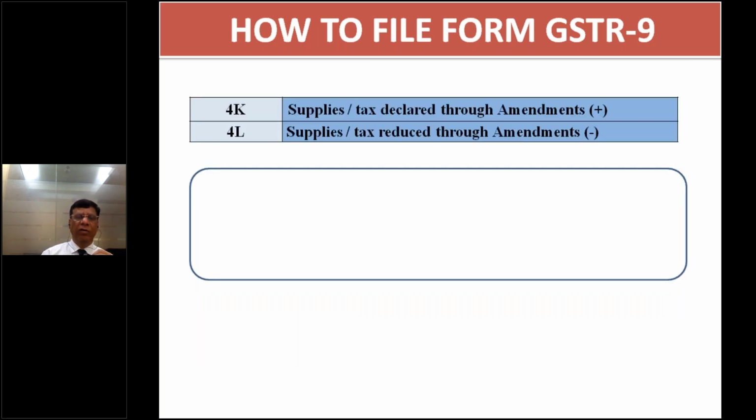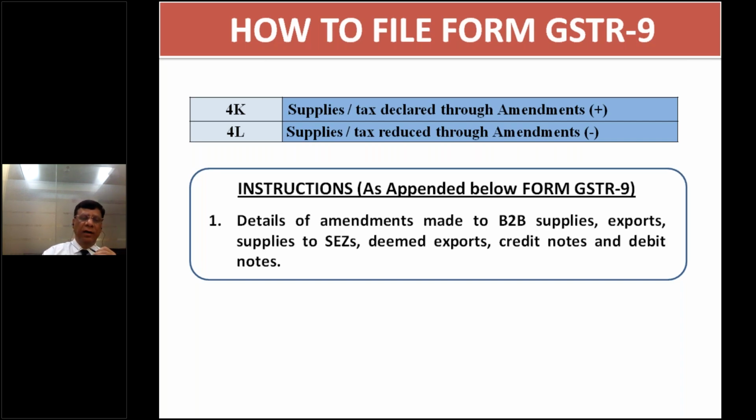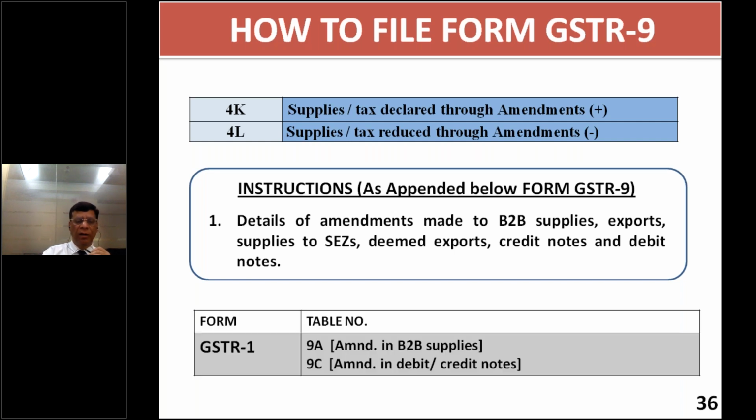In 4K, we have to fill up supplies or tax declared through amendments. Or in 4L, we have to mention supplies or tax reduced through amendments. These are details of amendments made to B2B supplies, exports, supplies to SEZ, deemed exports, credit notes, and debit notes. From table 9A and 9C, we can bring out this information.